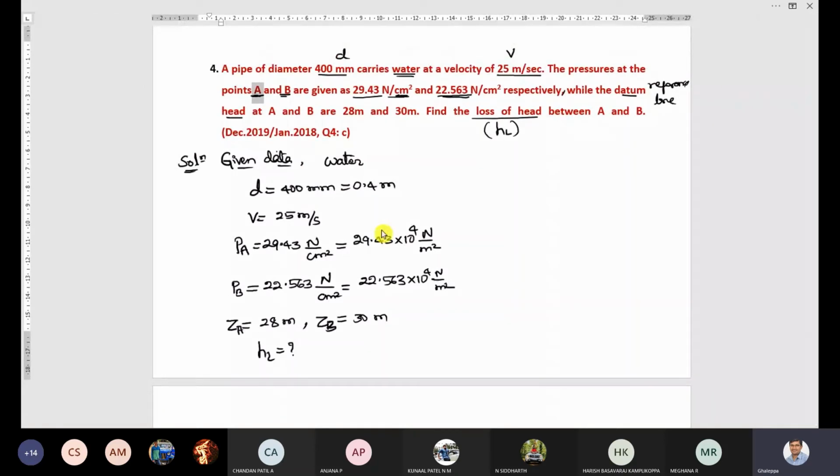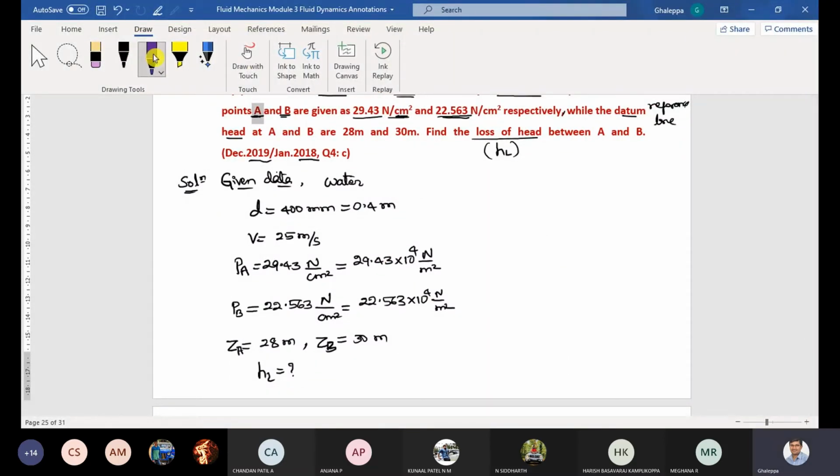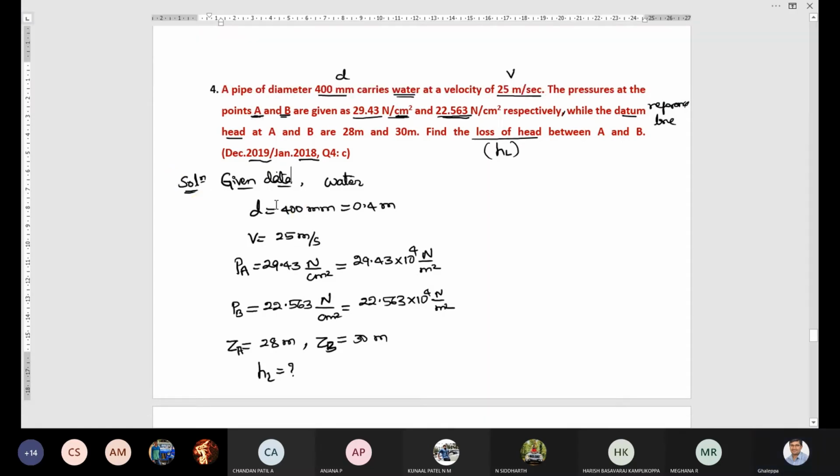So this is the statement of the numerical, and we have written the given data also. This was asked in the years 2019 and 2018. Now I will draw one diagram for the given pipe. Here there is only one diameter, meaning there is no taper section or conical shape. It is a uniform pipe. The diameter is the same from point A to point B. Here is point A and here is point B. The diameter is 400 mm in which water is flowing.